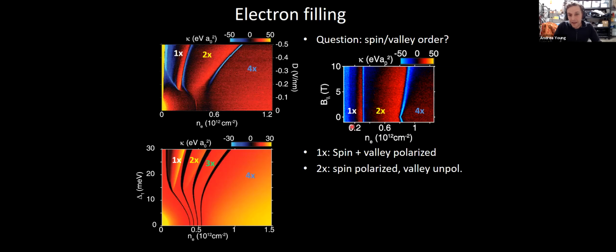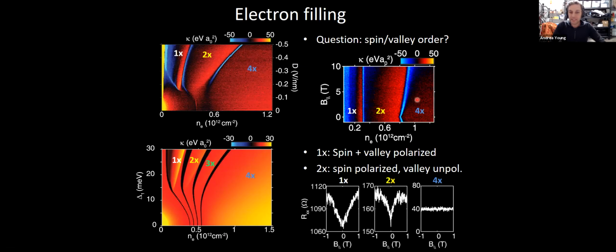So we can tentatively ascribe the symmetry breaking to say that this onefold degenerate state is spin and valley polarized. The twofold degenerate state is spin polarized and valley unpolarized. And then the fourfold state has to be totally unpolarized. And this is borne out by the dependence of the resistivity on in-plane field, where you see sharp features as a function of in-plane field in the onefold and twofold state, but no in-plane magnetoresistance in the fourfold state. That's, again, consistent with having some type of spin physics and domains in these one and twofold states, but not in the fourfold state.